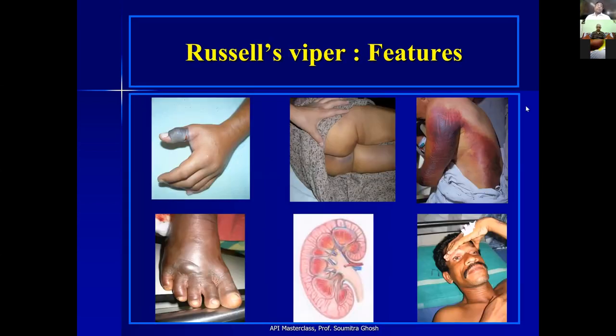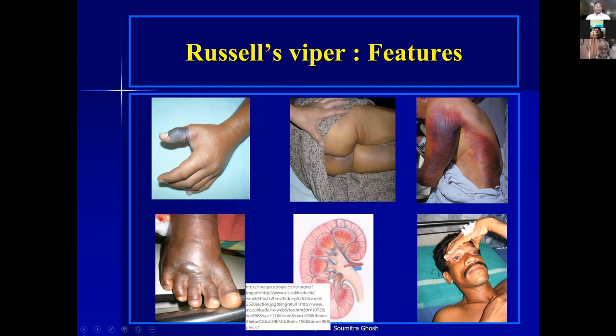So if we see this kind of bleeding at the local site or systemic areas like ecchymosis, local swelling, renal failure, and sometimes neurotoxic features, because Russell's viper in India, Sri Lanka, and Bangladesh can produce neurotoxic features. In other parts of the world, they usually do not, because the same snake may have different venom composition in the amino acids because of their food pattern. So in these areas, if you see this combination, definitely it is Russell's viper.